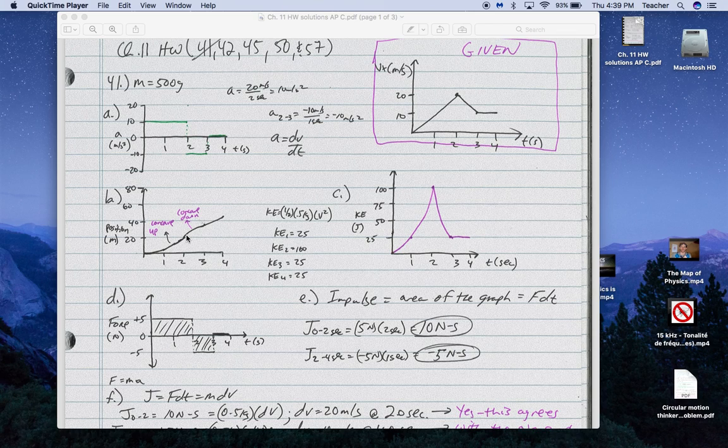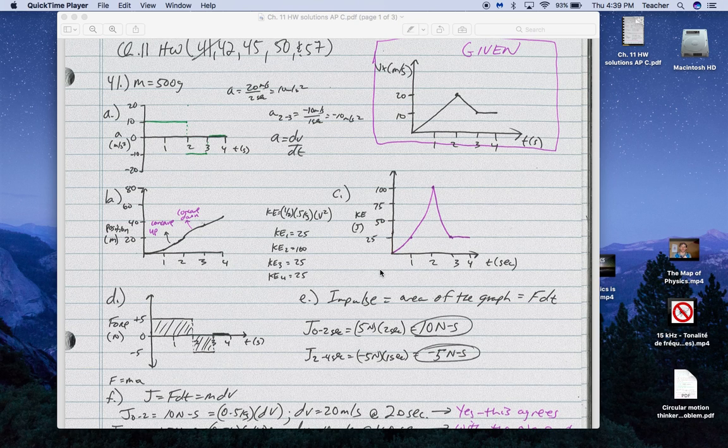This first part is concave up because we have a positive acceleration and increasing velocity. This part is concave down because we have a negative acceleration and decreasing velocity, and this part is a straight line, which is due to having no acceleration and a constant velocity.